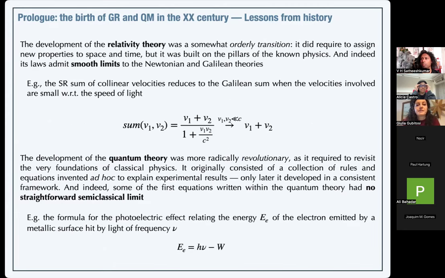So in some sense, we can say that the development of the relativity theory was a revolution, but it was somehow an orderly revolution. So it didn't really require to introduce radically new concepts. I mean, it introduced radically new ideas, namely the dynamical properties of space and time, but it was based on pillars of known physics. Space and time were already there. They only had to be assigned new properties, let's say. And a signature of this fact is that the laws of the relativity theory admit straightforward, smooth limits to the Newtonian and Galilean theories.